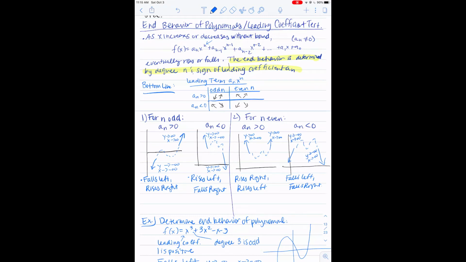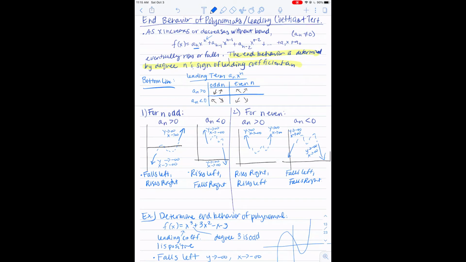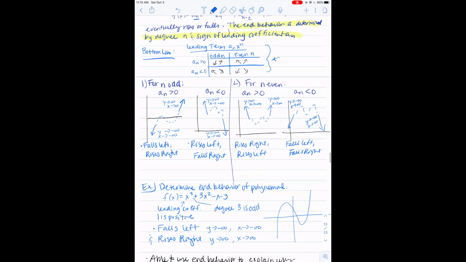by degree n, and the sign of the leading coefficient an. So the bottom line is this chart here. It depends if n is odd or even, and also if an is greater than or less than 0. This describes the end behavior in a short graph, but I'm going to go over my pictures first. I have it split into two cases, for n odd and for n even. So let's look at when n is odd.